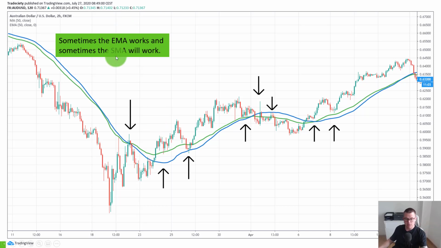Sometimes the EMA will work, sometimes the SMA will work. In this example, I plotted the SMA and the EMA 50 on your charts. You can see the EMA moves a little bit quicker, it adjusts a little bit quicker. So the EMA is the green line, the SMA is the blue line. It changes a little bit slower. However, you can see sometimes the price action will react to the EMA, sometimes to the SMA. And this is true for everything in trading, for all indicators and all settings.